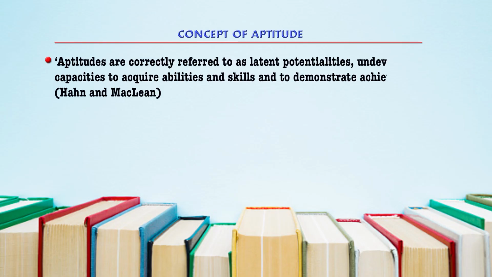Further, if I give another example by Han and McLean, I can say that aptitudes are correctly referred to as latent potentialities, undeveloped capacities to acquire abilities and skills and to demonstrate achievements. So, that is why I am just focusing upon these words. This is just like potential abilities, okay, undeveloped capacities. These capacities are not developed, that is, they are in a potential form, okay.